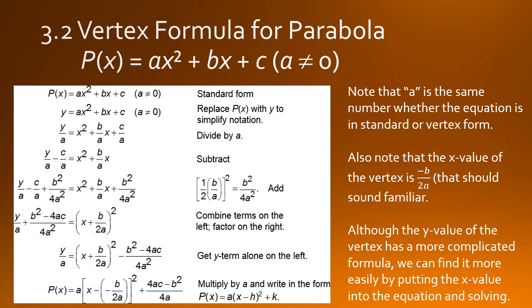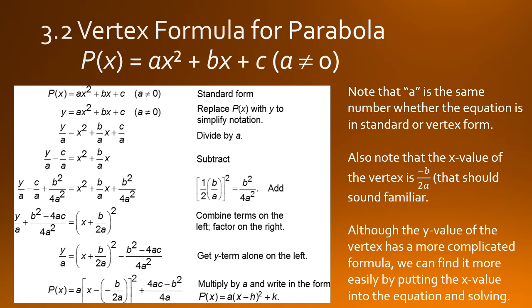So that's good news. Now, the x value of the vertex, that's that negative b over 2a, which again sounds a little familiar. But that's really simple to remember. X for the vertex is negative b over 2a. Now the y value is that 4ac minus b squared over 4a, and that's kind of complicated.